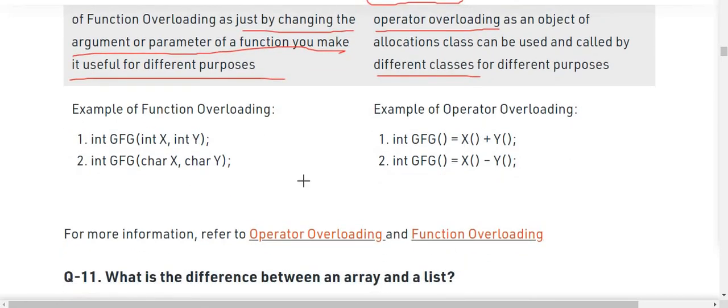So first let me take a look at example of function overloading. So we have our function of integer type which is gfg. At first we are giving it two parameters, both of integer type, and second we are giving it a parameter of character type. So it's a good example of function overloading. Then we have the example of operator overloading also here. Now first I will go with function overloading, because function overloading is most commonly used concept of C++.